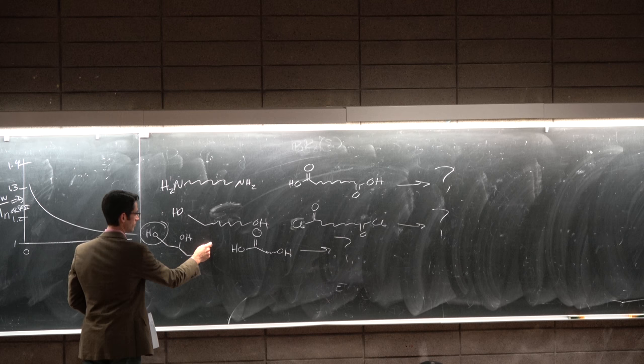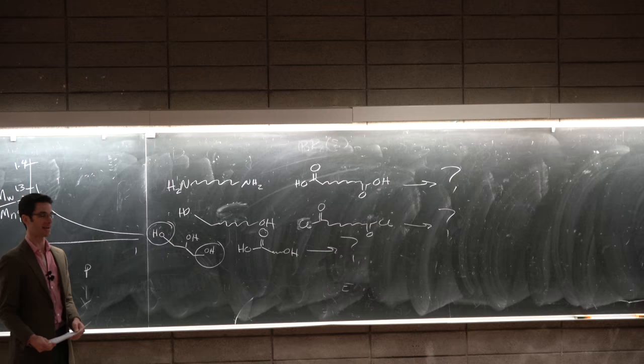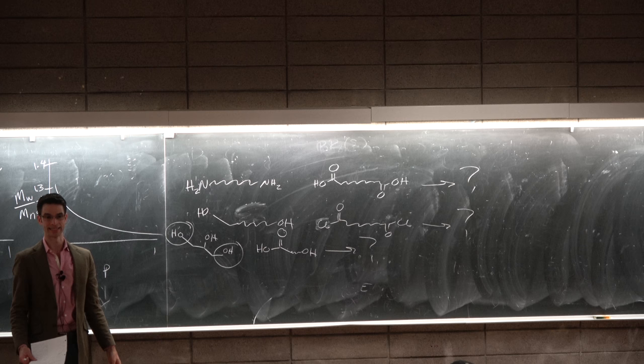alcohol groups, these primary alcohol groups, react much, much faster than the secondary alcohol groups because they're crowded and they're not as reactive. So when we made the polyglycerol co-sebacate, this part didn't react at all.